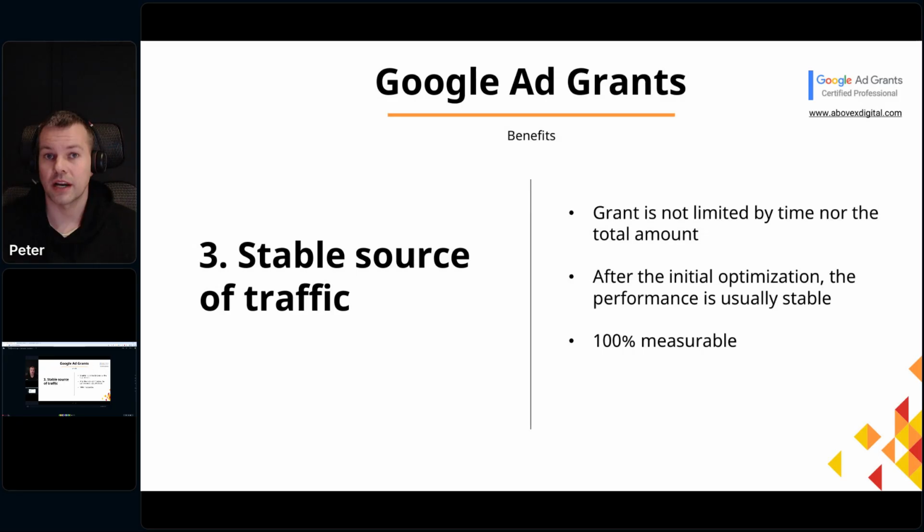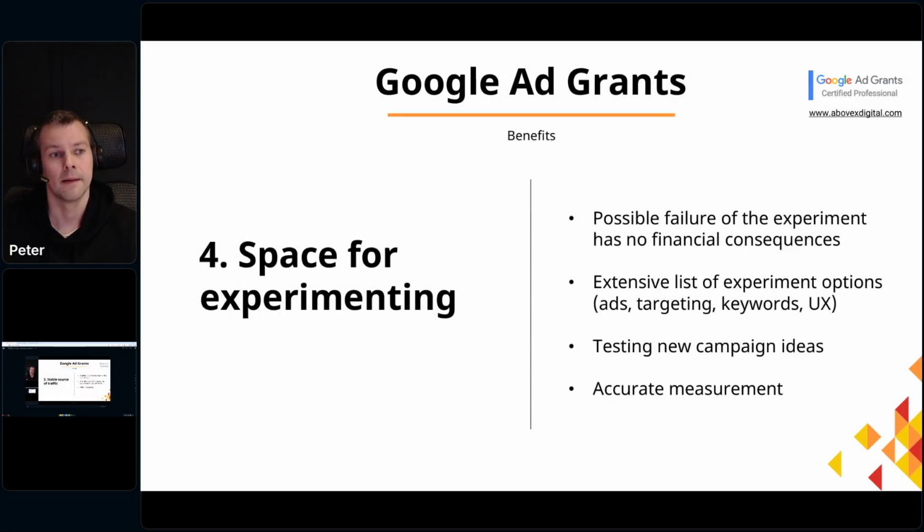It's a stable source of traffic. Coming back to what I said in the beginning, the grant is not limited by time and it's not limited by the total amount. So once you get in, once you configure this, once it ramps up, the ramp up time is typically between 2 to 3 months because you need to accumulate a certain amount of data and the bidding algorithms need to learn based on the data. But afterwards, this can really run for a long period of time. We have clients that got it in 2004, so for more than 22 years they've been getting this grant. So this is really a long-term thing, and that's how you should look at it.